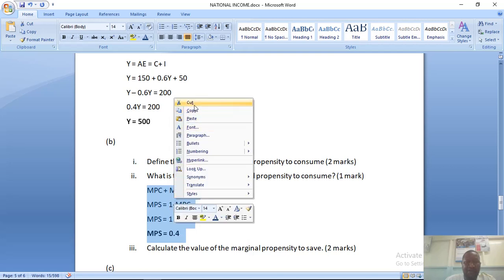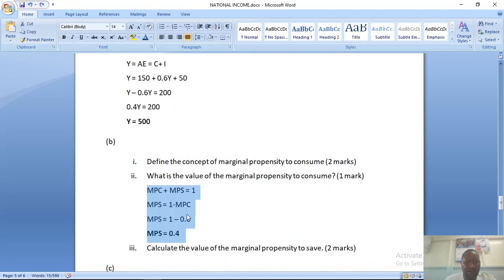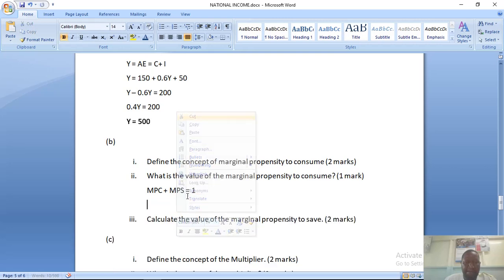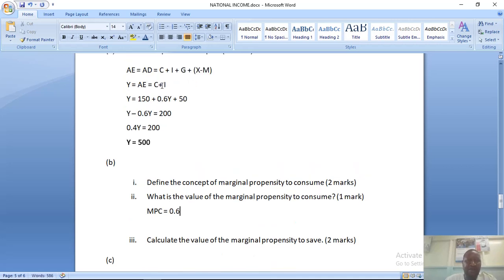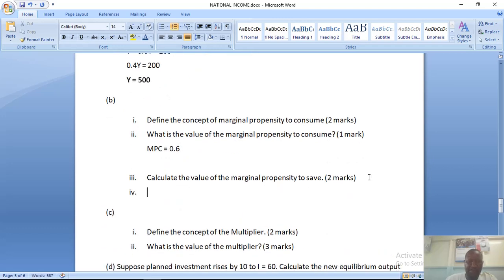So marginal propensity to consume, you just pick it from the question. MPC equals 0.6. MPC is the coefficient of Y. MPC is the value of b, 0.6. Then calculate the value of marginal propensity to save.